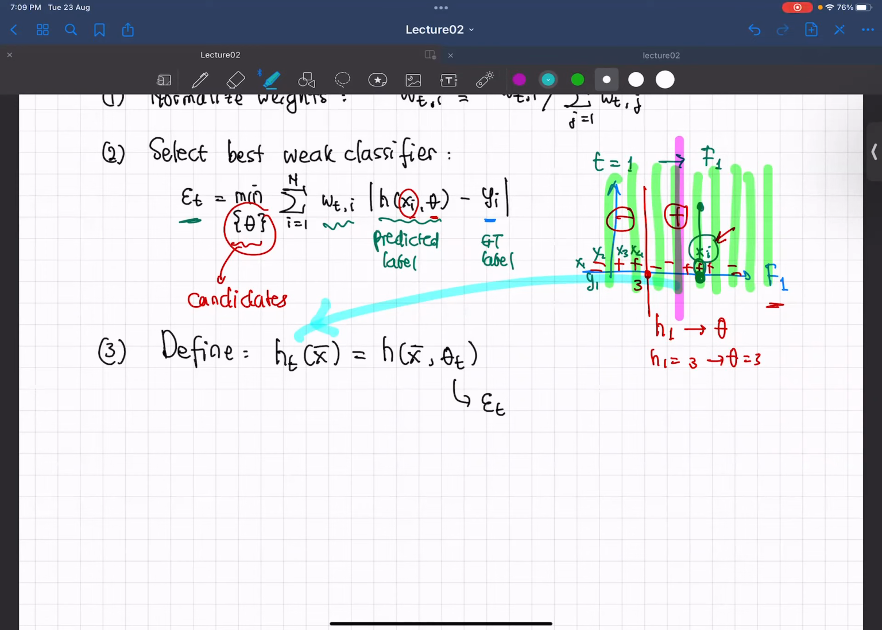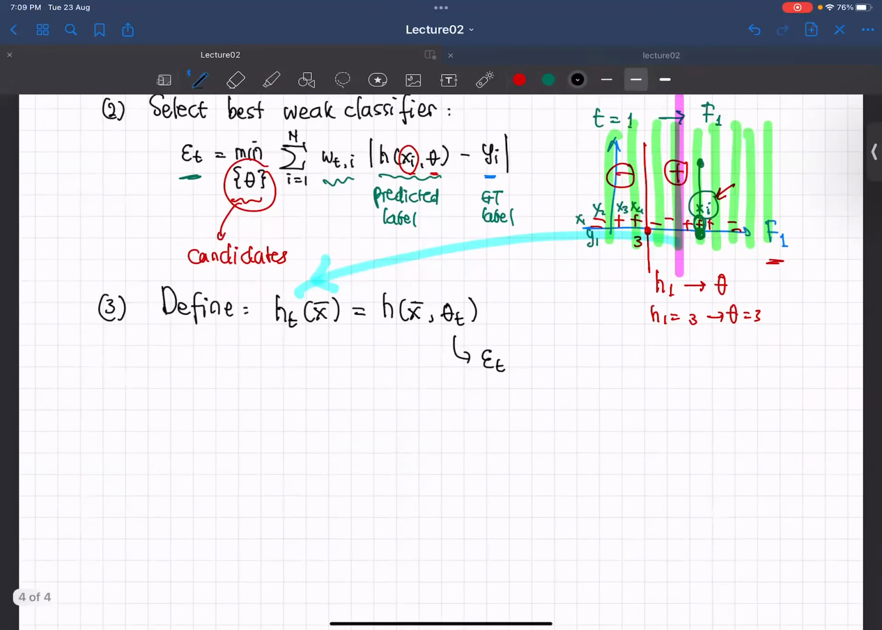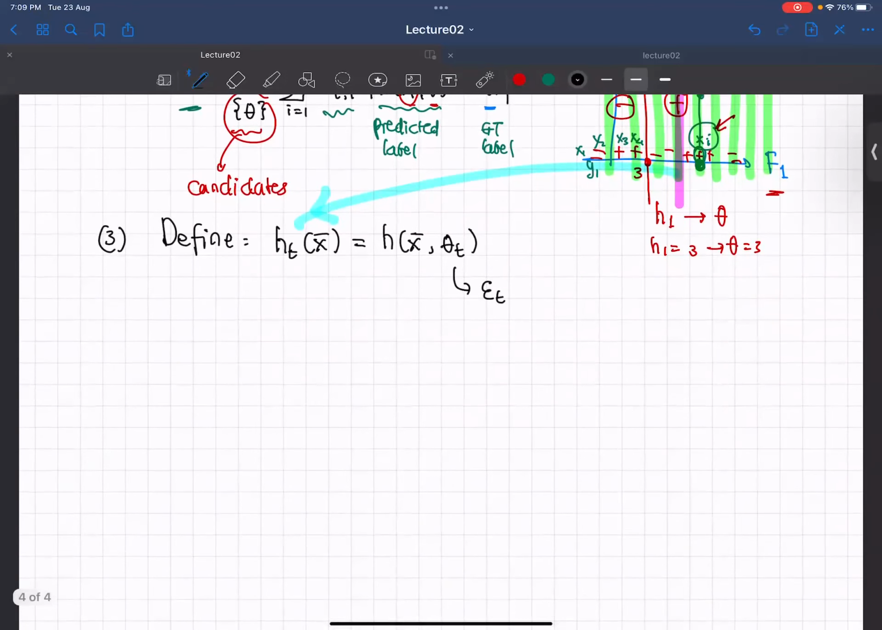Again, the value of h_t(x) there is either 0 or 1, because our label is 0 or 1. Anyway, let's move on. The most important thing here is step number 4. This is the key of AdaBoost. We need to update the weight.